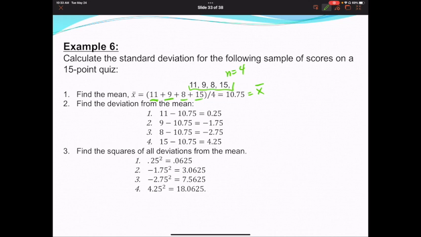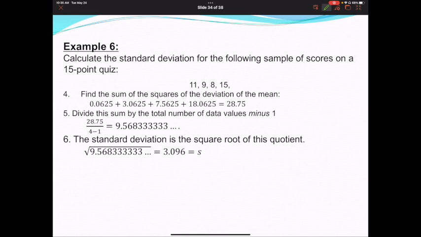Then I need to find every single value's deviation from the mean. So 11 minus our mean is 0.25. 9 minus our mean is negative 1.75. 8 minus our mean is negative 2.75. And 15 minus our mean is 4.25. Now I have to take the squares of all those because some of them are negative and we want those values to become positive. So I square all of those.